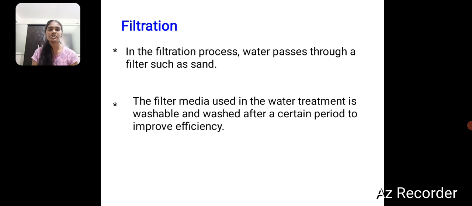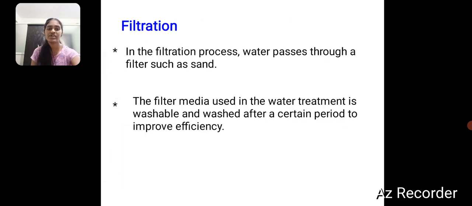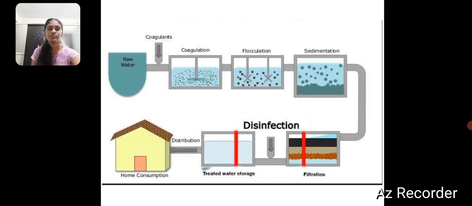Filtration. In the filtration process, water passes through a filtration medium such as sand. The filter media used in wastewater treatment is washable and washed after a certain period to improve the efficiency. Here you can see the filtration method.